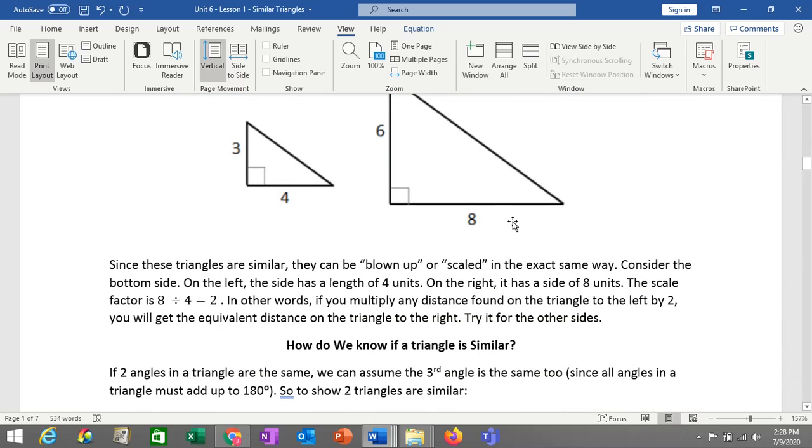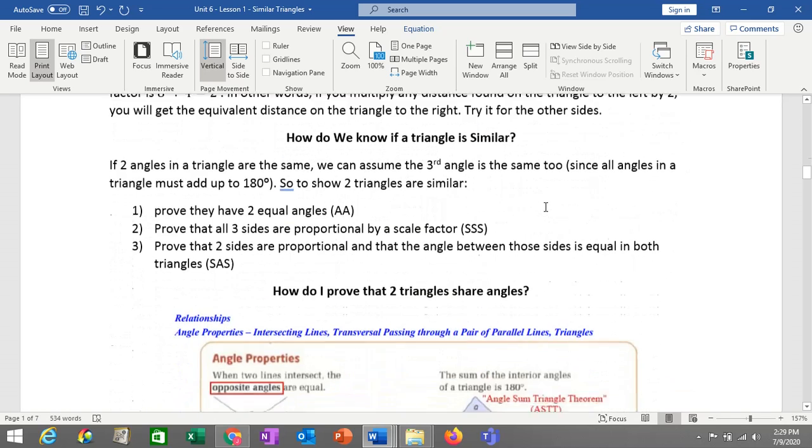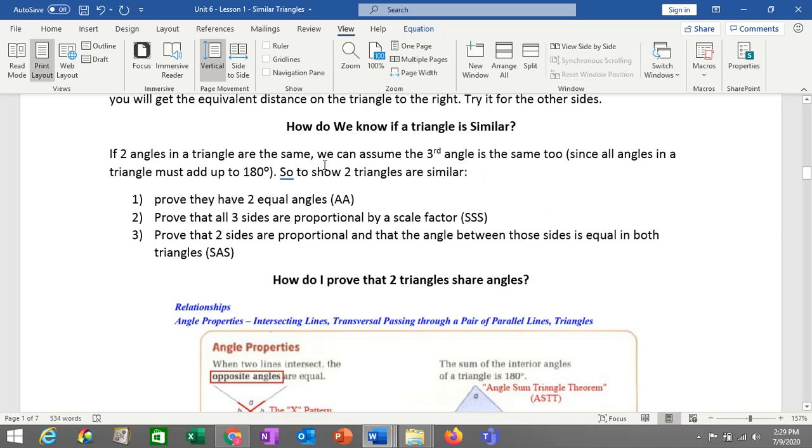Okay, so one of the main keys here is that when you have scale factors, you can figure out missing sides by using ratios if you know that the triangles are similar. So if I know these two triangles are similar, but say I didn't know this side was 8, if I know that the scale factor here is 2, because 6 divided by 3 is 2, then I could get this missing side, right? I could do 4 times 2 is 8, because everything must be in proportion if triangles are similar.